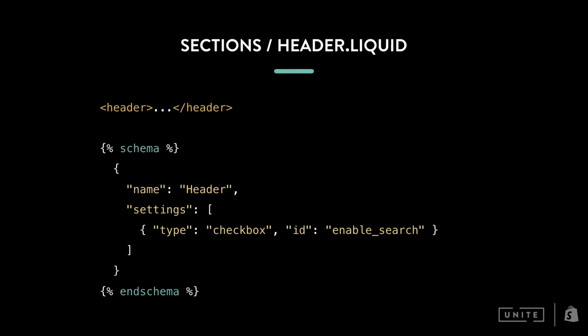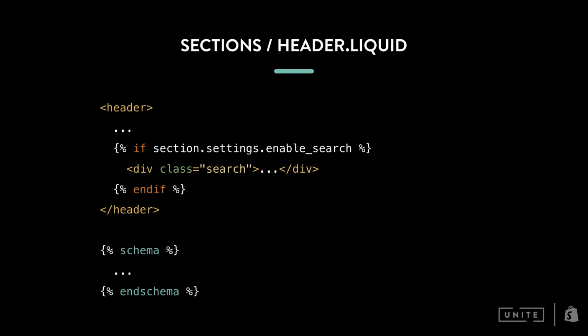Now, this is still a normal liquid file. There are no breaking changes. But now I've attached metadata to that file that tells Shopify about the section and its settings. Here you can see the section is called header, and it has one setting called enable search. And that setting, instead of being a global setting, is now scoped to my header. So I also need to change settings to section.settings in my liquid code.